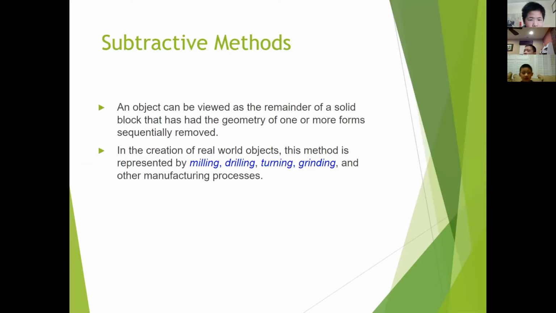All right, now let's get into subtractive methods. An object can be viewed as the remainder of a solid block that has had the geometry of one or more forms sequentially removed. In the creation of real-world objects, this method is represented by milling, drilling, turning, grinding, and other manufacturing processes. So let's say we have a huge block, and I only want a part of it. I can cut out half and take the other half. That is what a subtractive method basically means.